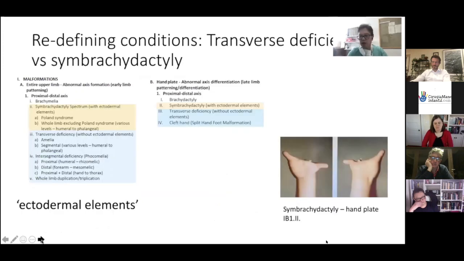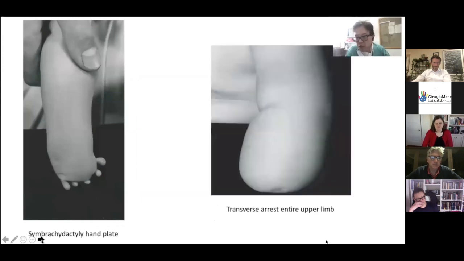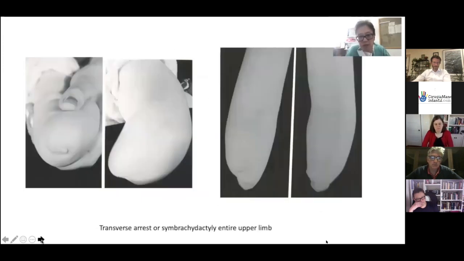Another area I find very challenging, let me end with this, is to define the difference between transverse arrest and symbrachydactyly. We have added ectodermal elements with and without in the new OMT, but some may differ in what they count as ectodermal elements. So this is an easy case. Most will call this a symbrachydactyly, and this a transverse arrest, but sometimes it is not straightforward. What would classify as an ectodermal element?